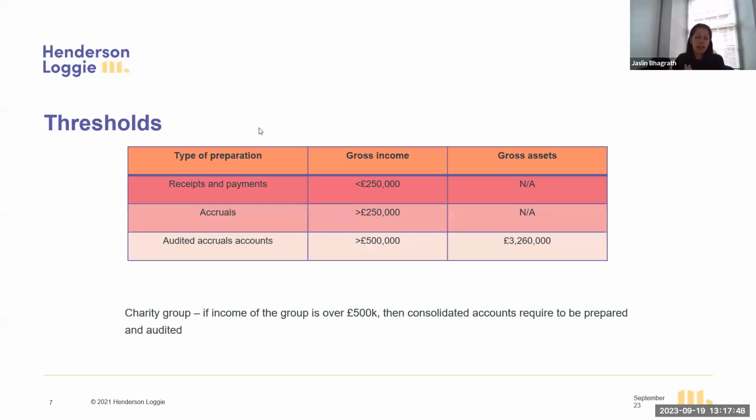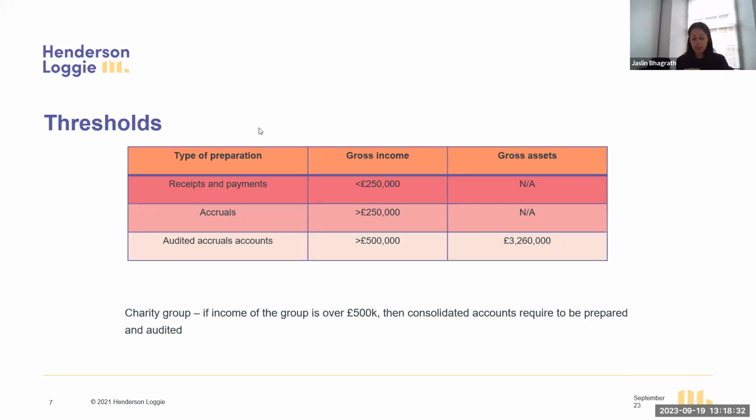So who can prepare receipts and payments accounts? So if a charity has income of less than 250,000, then they can prepare accounts on a receipts and payments basis, unless, of course, they're a company. OSCR provide a really nice, simple receipts and payments template on their website, which is really easy to complete. But if your income is over 250,000, then you would need to prepare accounts on an accruals basis, and they're slightly more involved.